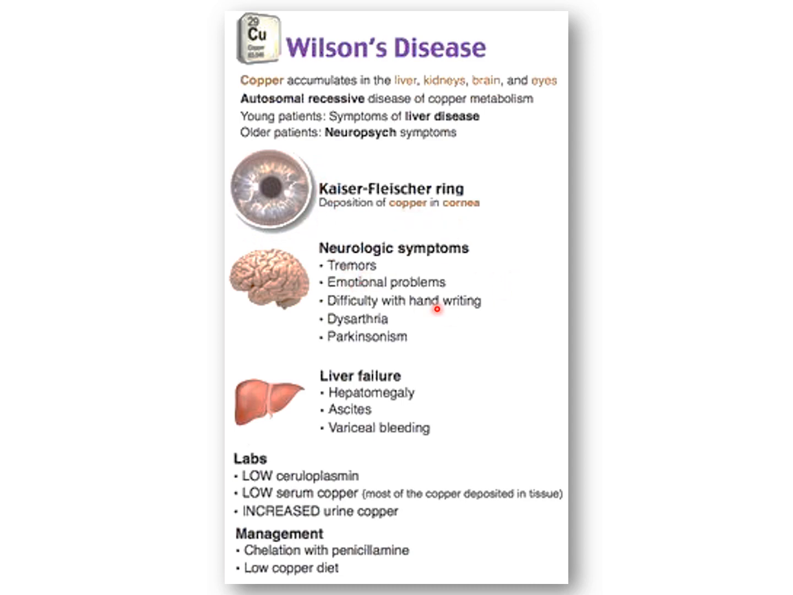Then neurologic symptoms. There are tremor, emotional problems, difficulty with handwriting, dysarthria and Parkinsonism. In liver failure, there is hepatomegaly, ascites and variceal bleeding. In investigation, there is low ceruloplasmin, low serum copper, as most of the copper is deposited in the tissue, then increased urine copper. In management, there is chelation with penicillamine and a low copper diet. So this is all about Wilson's disease.